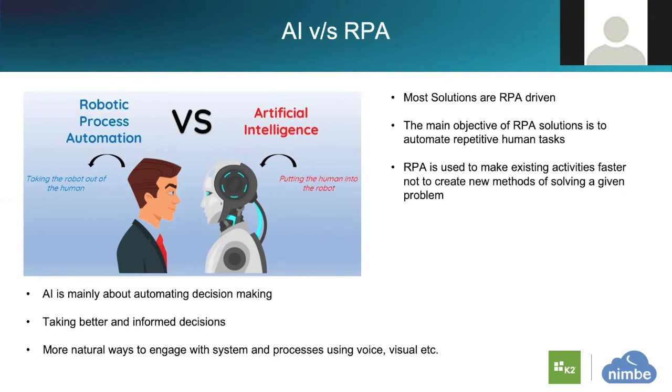The benefit there is you get into more natural ways of engaging with systems and processes. So things like being able to talk to a machine, or just take a picture and then get an outcome based on that. Those are the things which you get from AI, and all of those would essentially mean using some variation of neural networks or deep learning.